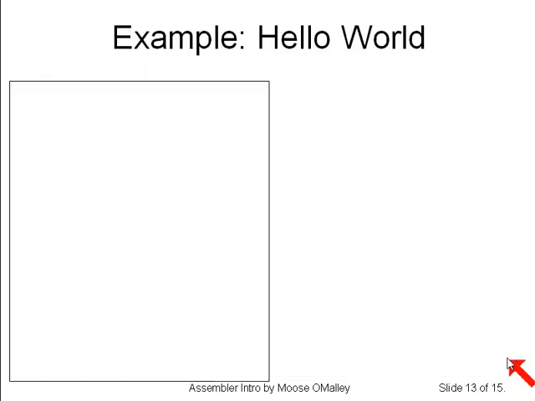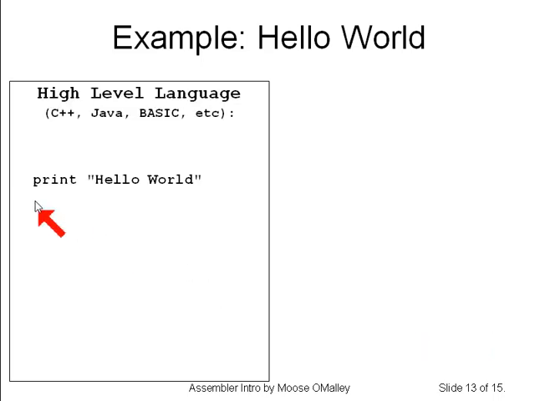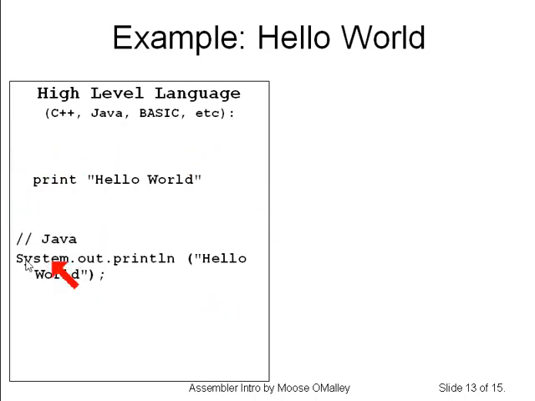Let's do another example. Hello world, probably the simplest program people usually start with when they're writing a program in BASIC or C++ or Java or whatever. They start with hello world. So just in general terms, that's the sort of command you're looking for, print hello world. That's a sort of basic-ish command. In Java, it looks a little bit different. System out, print line, hello world.